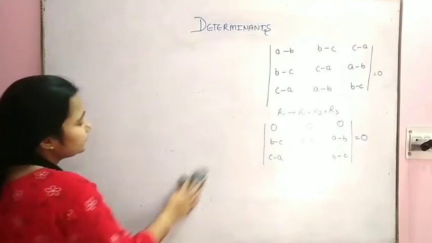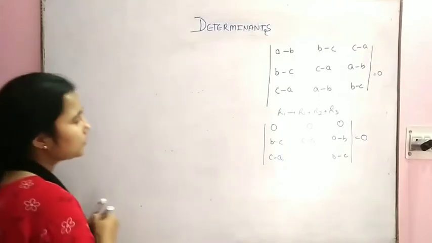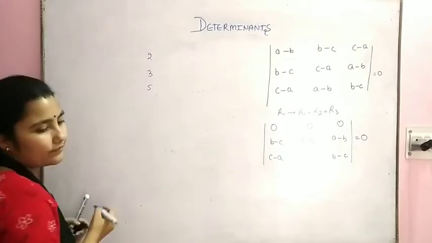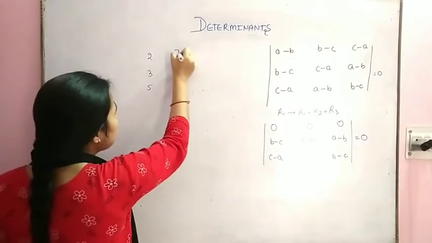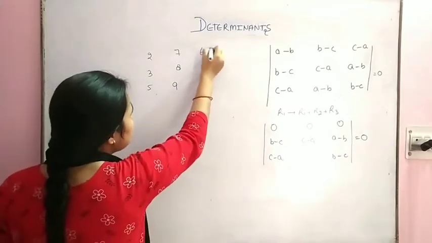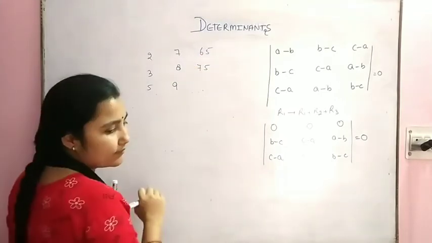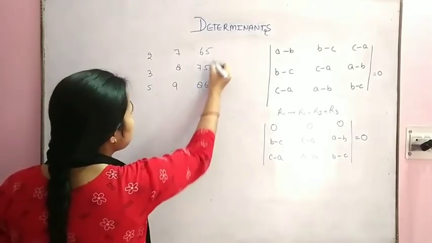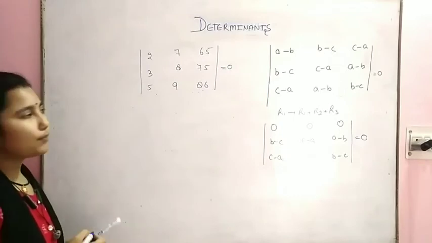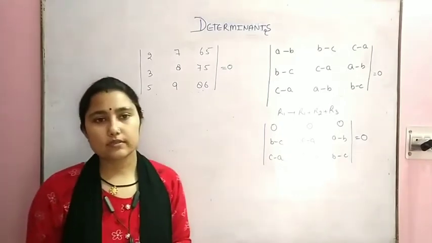Question number 3. This is the determinant 2, 3, 5, 7, 8, 9, 65, 75 and 86. We have to prove this equal to 0. It's very simple. We have two choices.